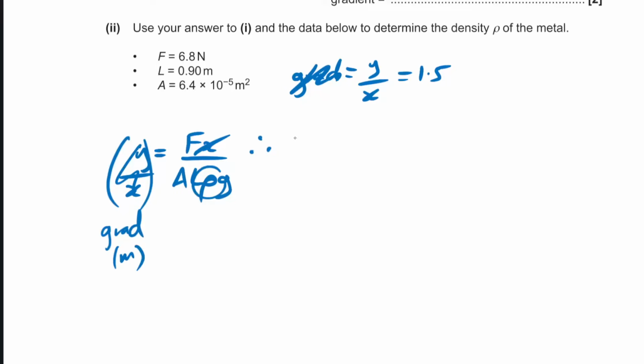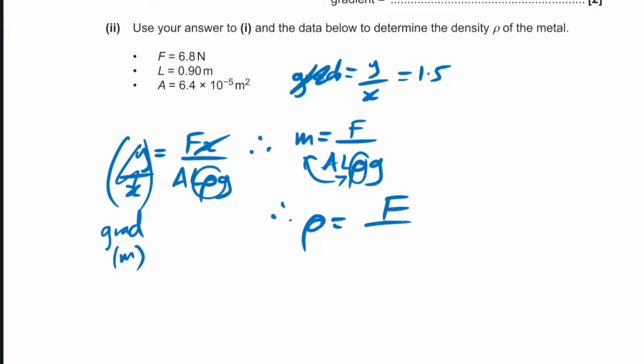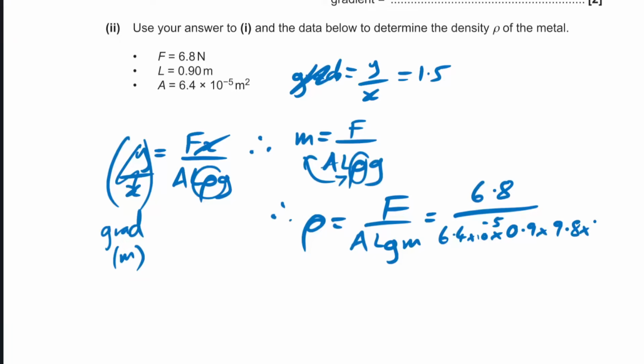Why not? Oh, this looks a bit messy now, isn't it? Let's write it out again. There we go. We're looking for rho, so therefore swap these two bad boys over. So therefore rho is equal to F over A L g m. So that is 6.8 over the area, which is 6.4 times 10 to the minus 5, times the length, which is 0.9, times g, which is 9.8, times the gradient, which is 1.5. Let's put all this nonsense in the calculator and see what we end up with.